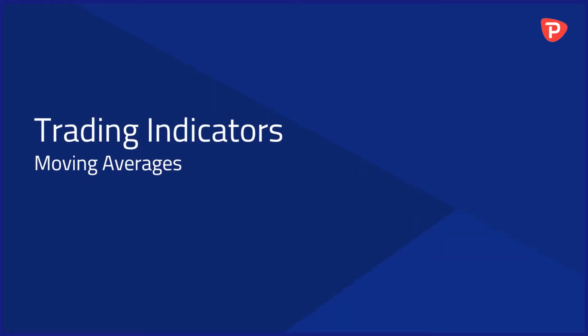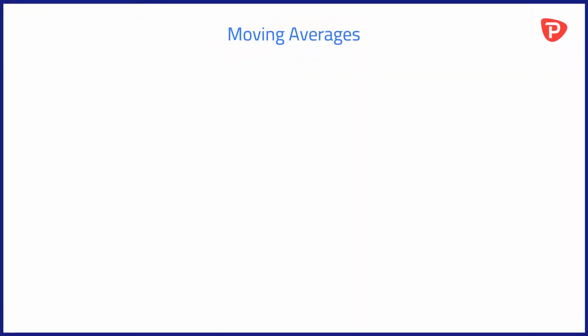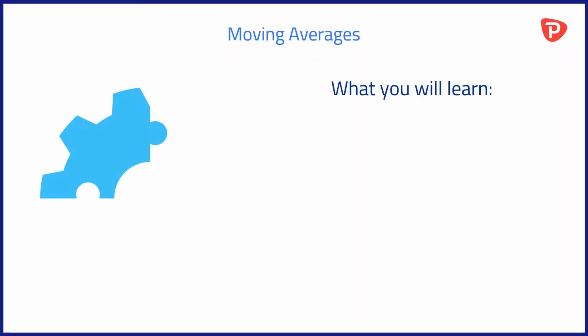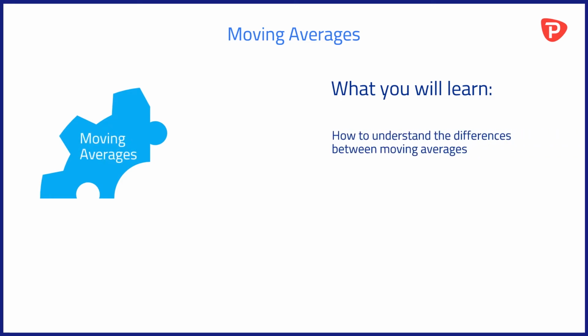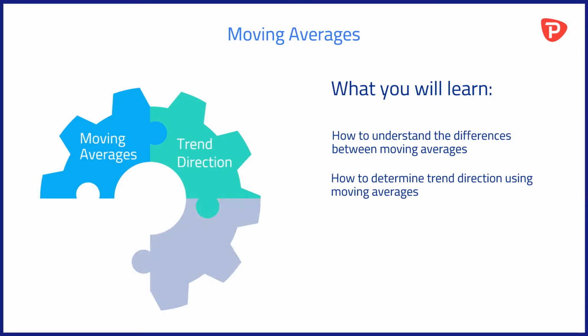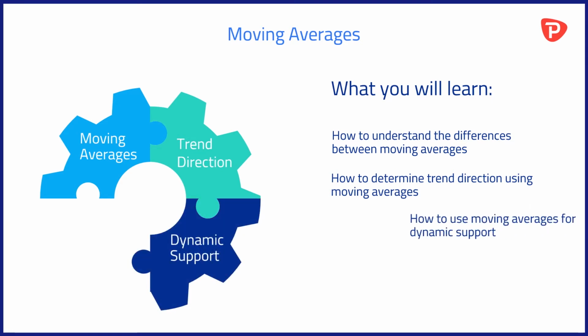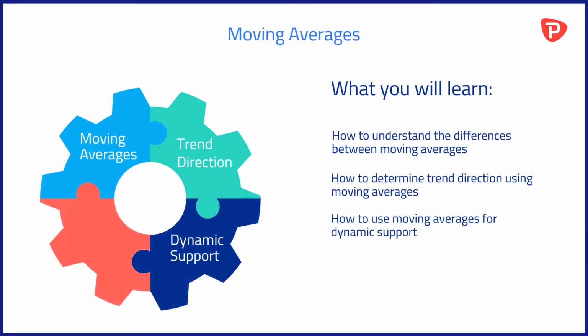In this section, we will look at the different types of moving averages available to traders, and which of these popular indicators work best together to help identify trend direction, trend change, and how they can provide dynamic support and resistance. In this lesson, you will learn how to understand the differences between the moving averages, how to determine the trend direction using moving averages, how to use moving averages for dynamic support, and how to use moving averages for dynamic resistance.